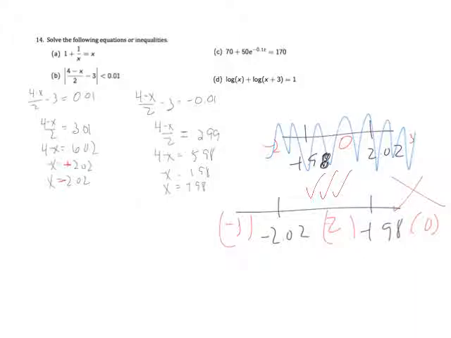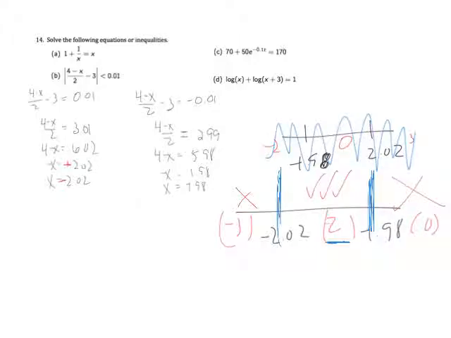And then if we check the other section and pay attention to all of our signs, 4 minus a negative 3 is 7, divided by 2, 3.5. 3.5 minus 3, we get a half. 1/2 is not less than 1/100th, so it does not work there. So we are interested in this lovely section right here.